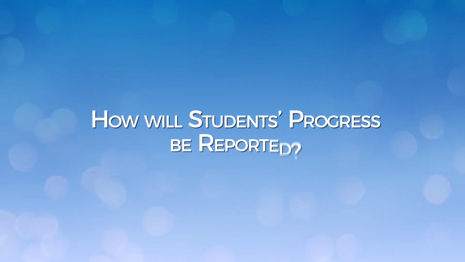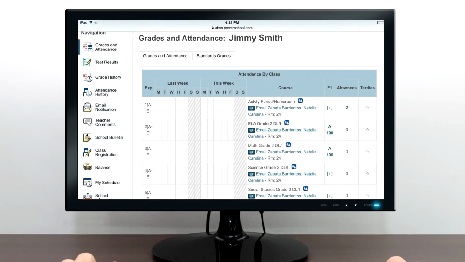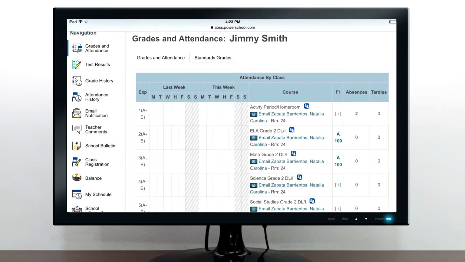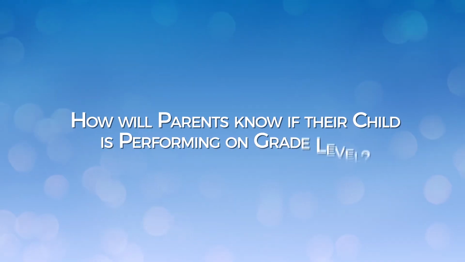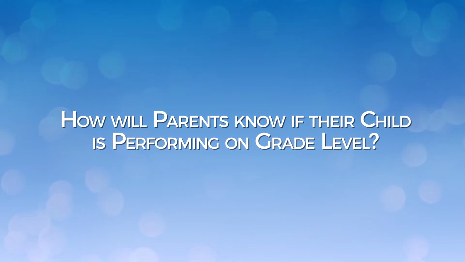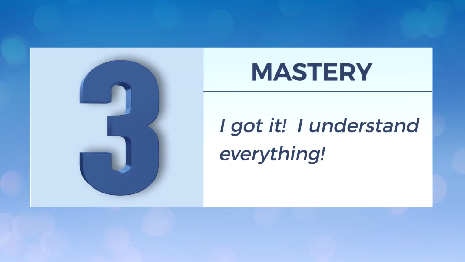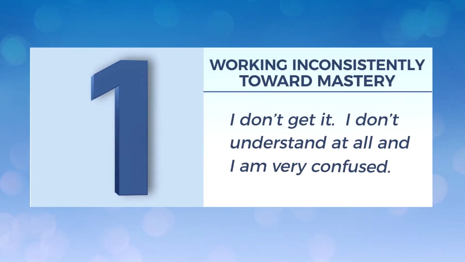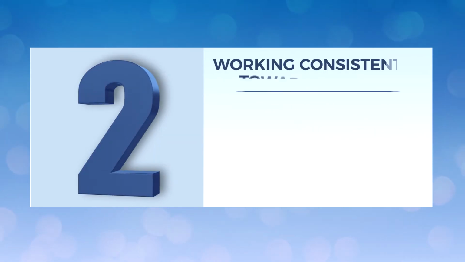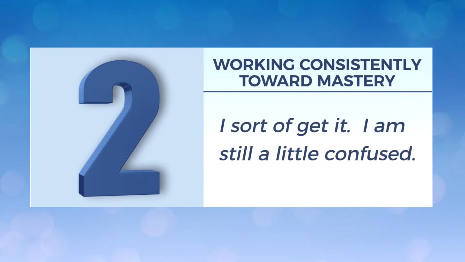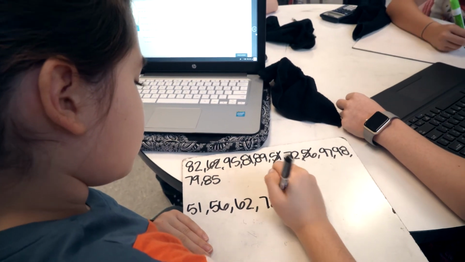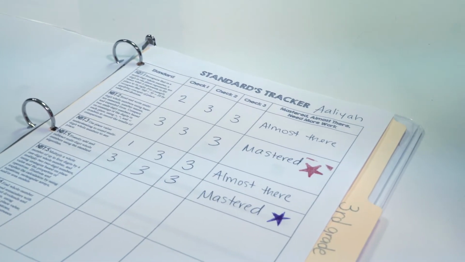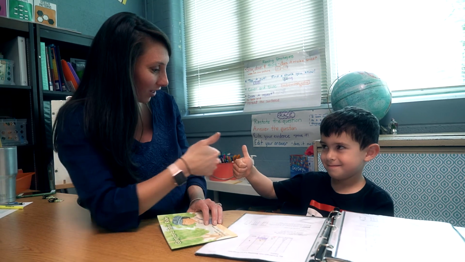How will students' progress be reported? Parents will have the option of looking online at the parent portal, or the school will print a copy if requested. How will parents know if their child is performing on grade level? Level 3 reports that a student is consistently performing on grade level. A student might begin the year performing at a level 1 or level 2 on some subcategories of reading, writing, and mathematics. It is our expectation that all students will be performing at level 3 on grade level by the end of the academic year.